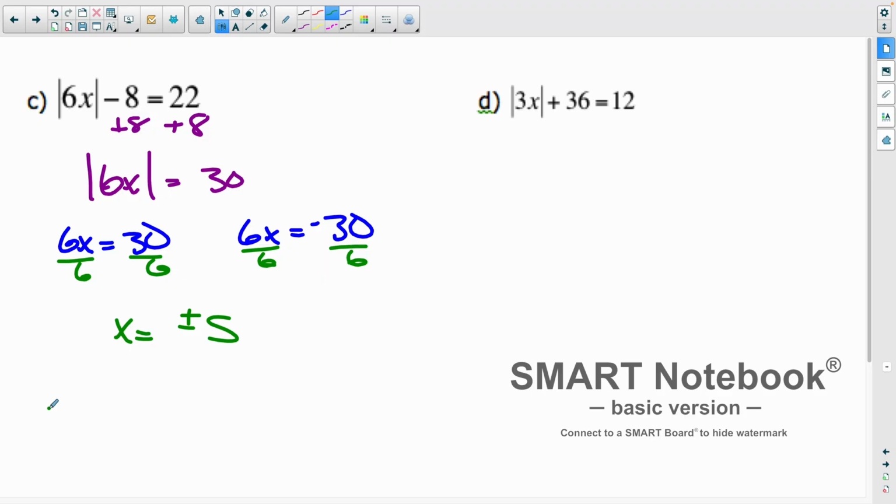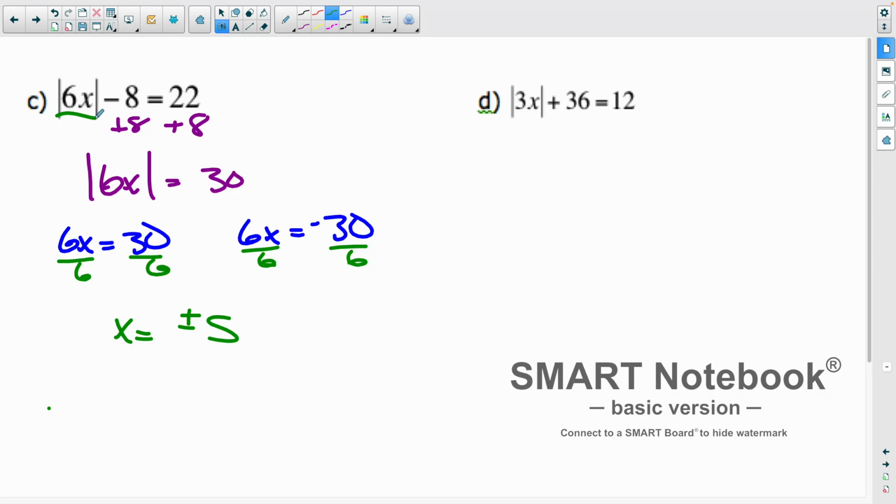Now, what I haven't been doing a good job of, so let's go back and refresh, is that it's always good to check your work. Make sure you've done it right. So if I took a 5 and plugged it into the original, 6 times 5 is 30. Absolute value of 30 is positive 30. Minus 8 is 22. So that worked out well. If I put the negative 5 in there, 6 times negative 5 is negative 30. Absolute value of negative 30 is positive 30. Minus 8 is 22. So we're good.